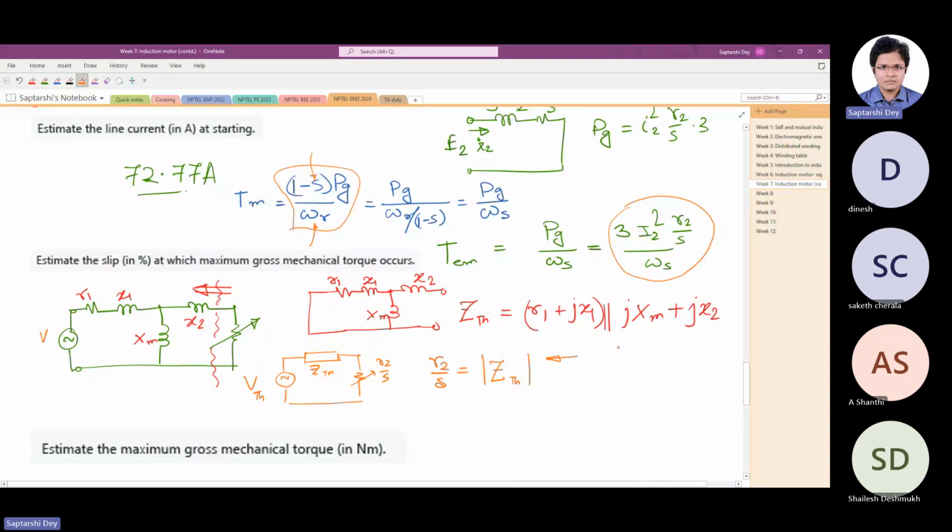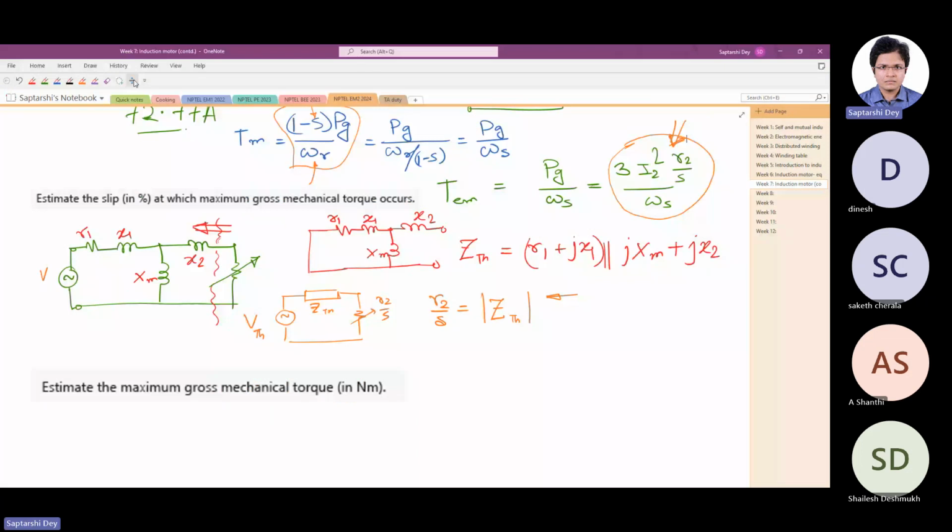This maximum power transfer I said is not the maximum power transfer to the source. You understand the flow here. We have derived some expression here. From this expression we found that if we find out in the equivalent circuit how much is the maximum possible power through R2 by S, at that situation we will have the maximum torque. Okay. So for that value of S, when this will happen, we shall get the maximum gross mechanical torque.